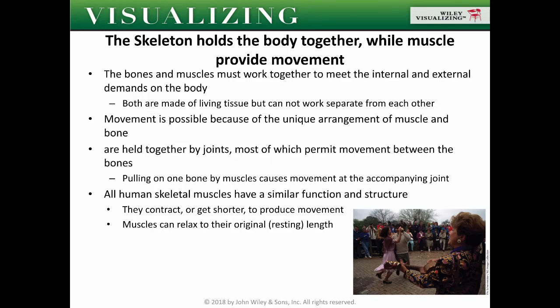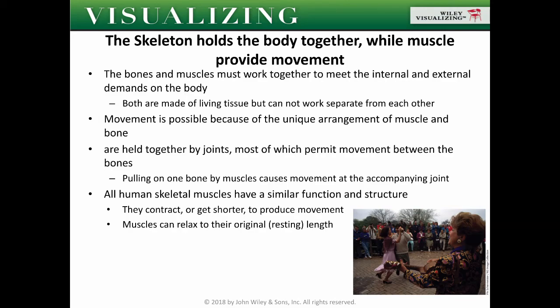So movement is possible because of this unique arrangement of muscle and bone. The bones are held together by the joints, most of which permit movement between the bones. So pulling on one bone by muscle causes movement of the accompanying joints. For example, flexing your arm, the joint in question that's moving is your elbow joint.